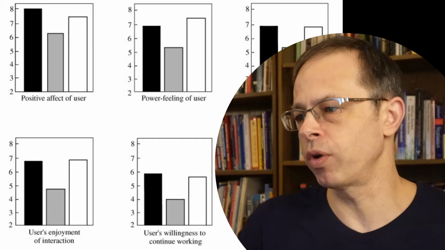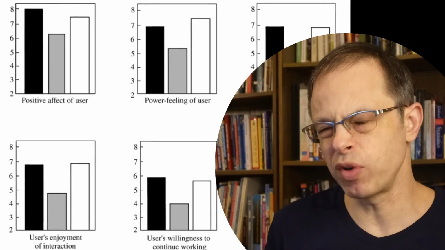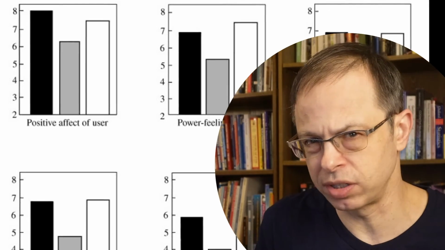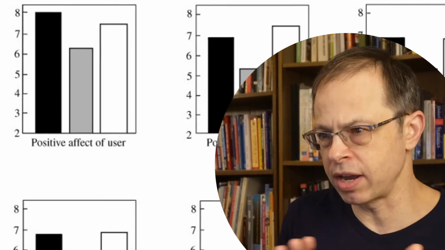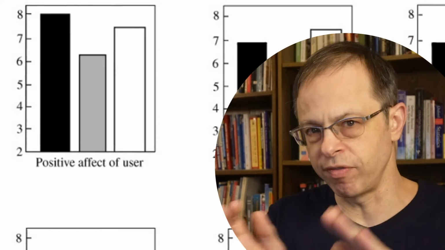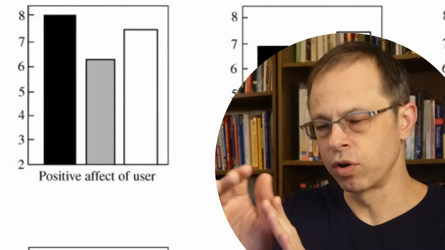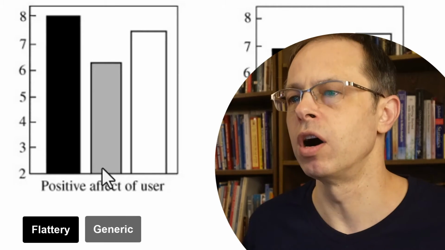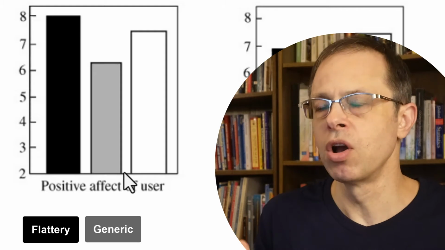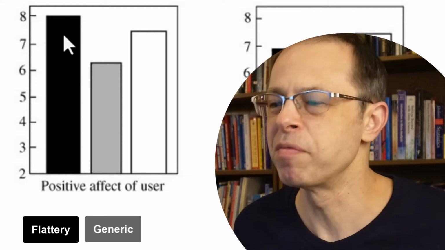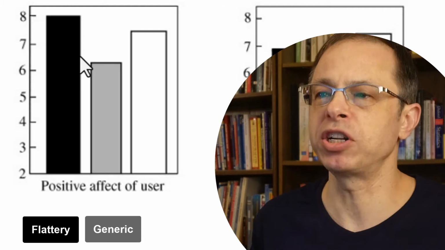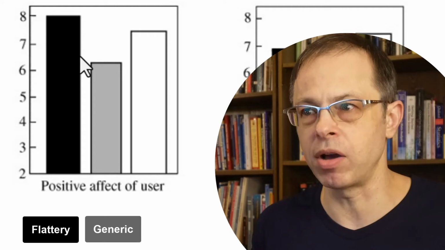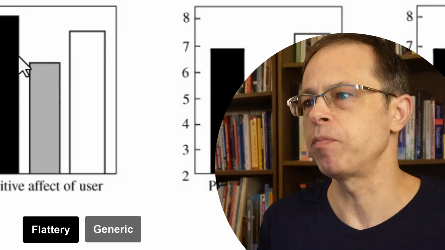I'm not going to bother with the true praise condition. If you read the paper, it was a little bit confounded, and it also did come out almost exactly the same. So let's only compare the black and the gray. A flattery condition, nice job, great condition, versus you completed the step. In terms of positive affect, so a positive emotion, you could see the difference. When people were being flattered, they felt much better about the software. So they had a better feeling overall about using that piece of software.